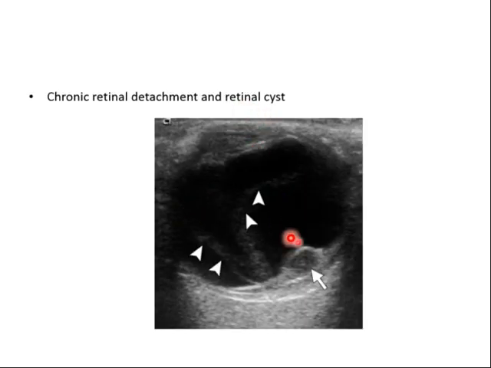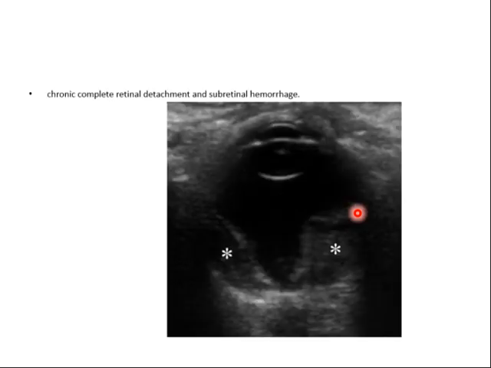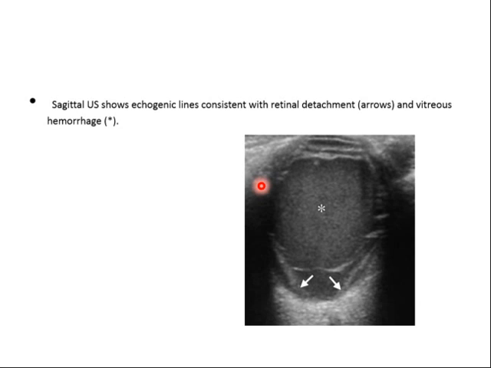This one is a chronic case associated with a retinal cyst. The membrane will be thicker, less vascular, and less mobile. The dynamic study is very important in the case of detachment, and to differentiate the types of detachment. This is a complete retinal detachment with subretinal hemorrhage. This hemorrhage is posterior to the layers of the detached retina. And in this case, there is also retinal detachment with vitreous hemorrhage.